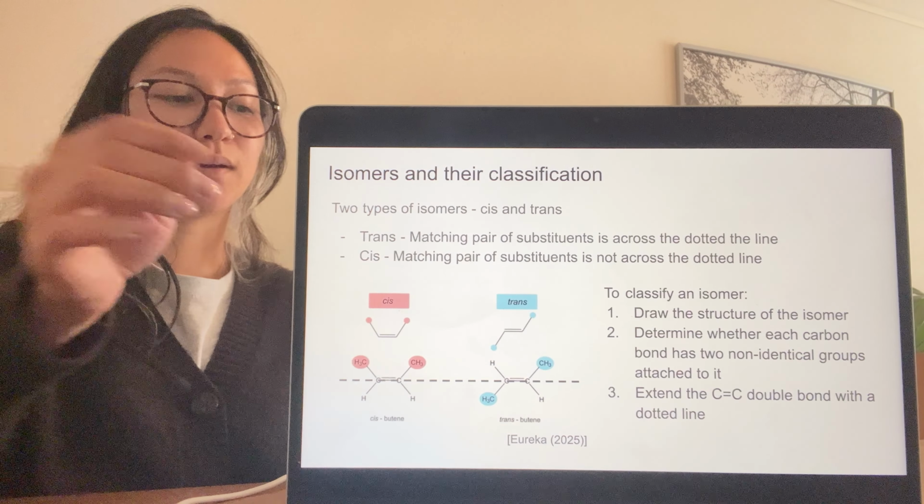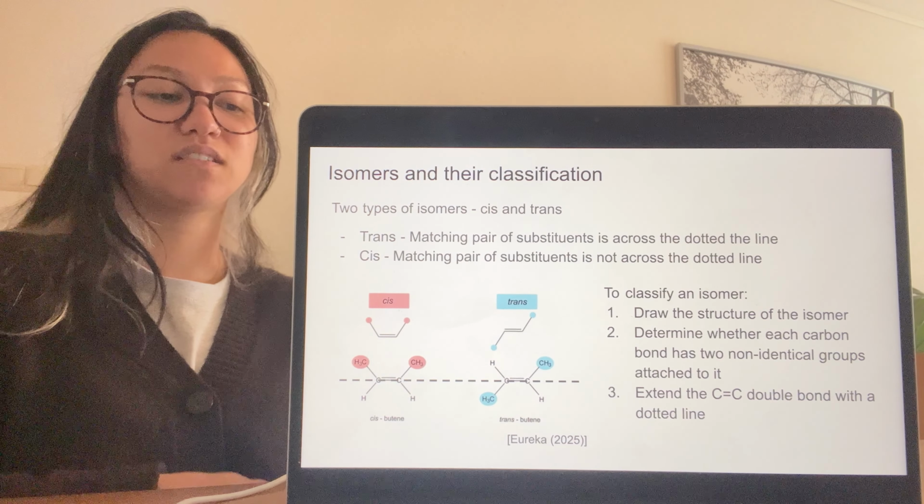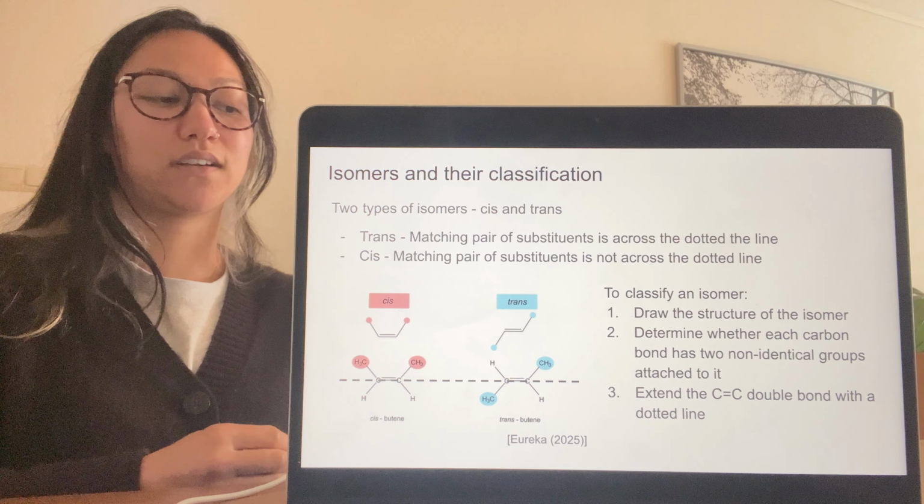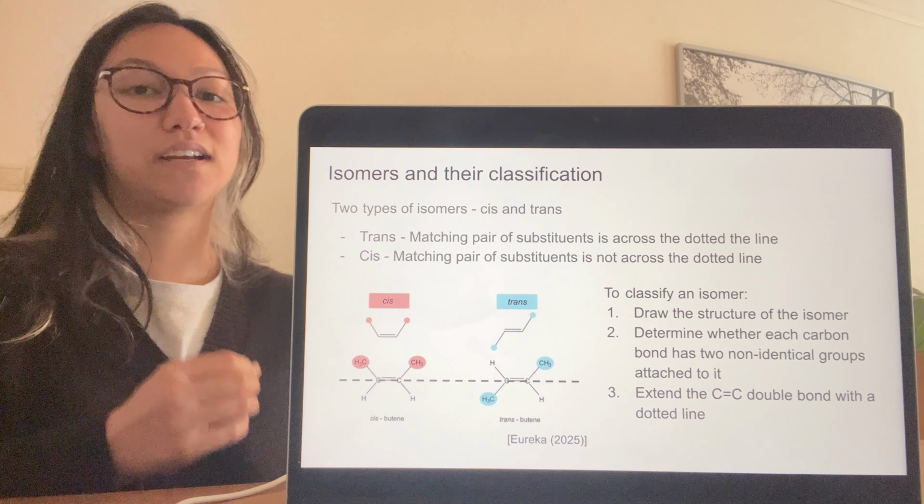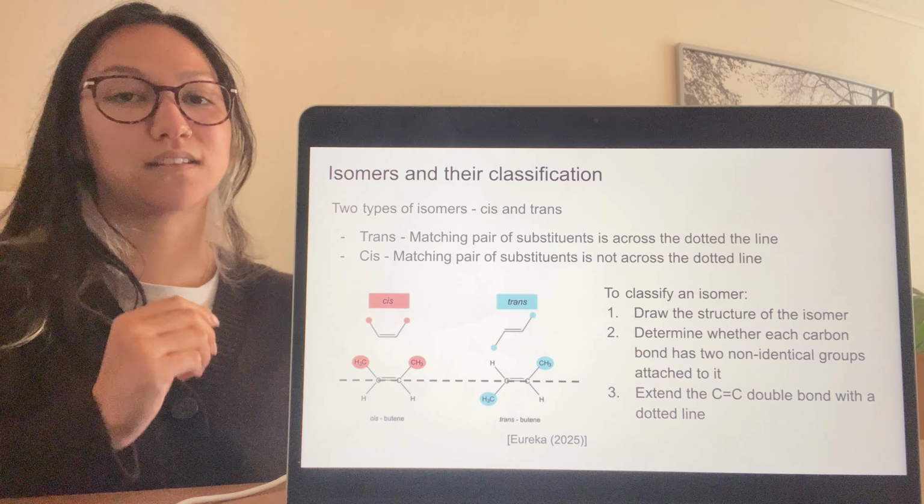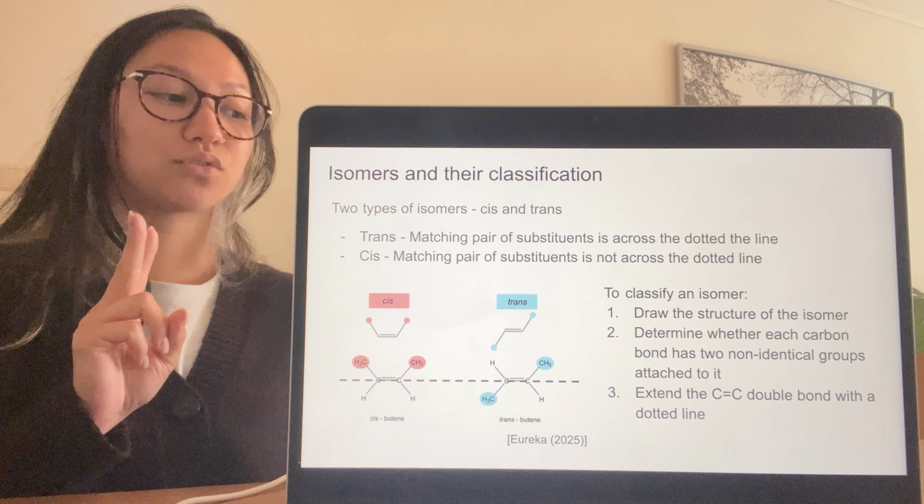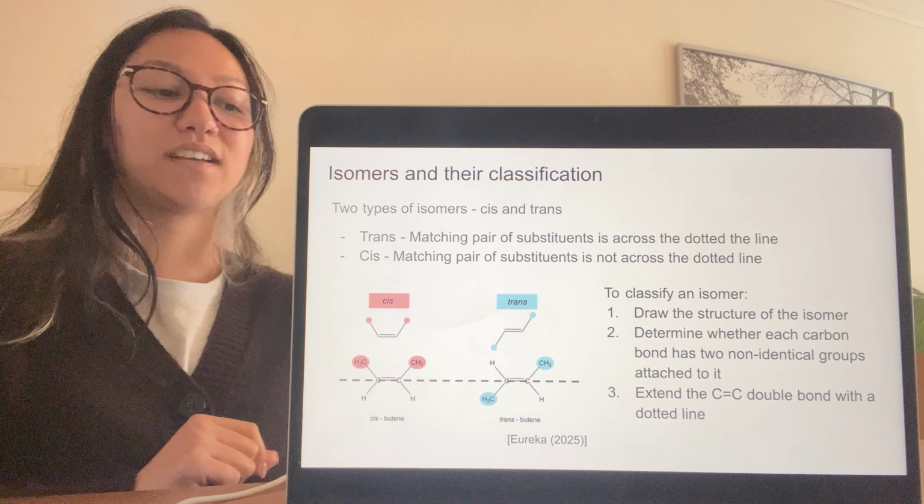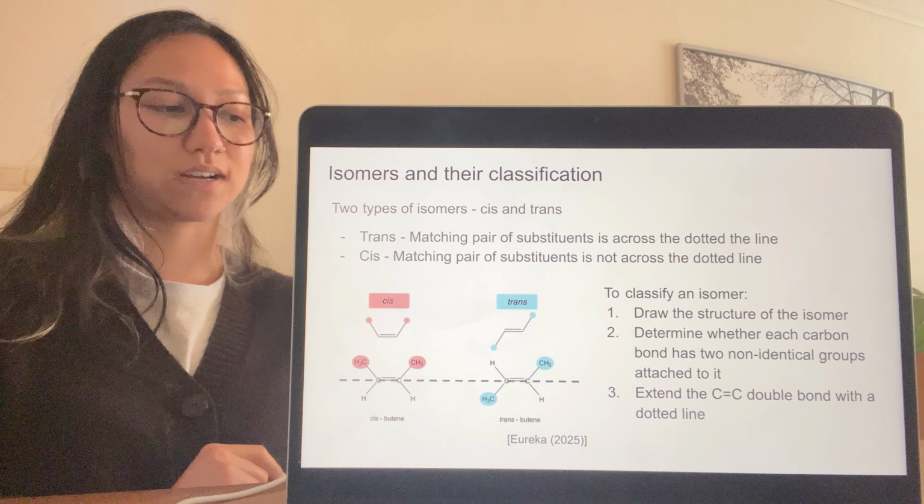Next I'll be talking about the classification of an isomer, specifically a type of isomer, and a crucial condition to classifying an isomer as either cis or trans is that there must be two non-identical groups attached to each carbon of the bond. If not, then the isomer cannot be cis or trans.